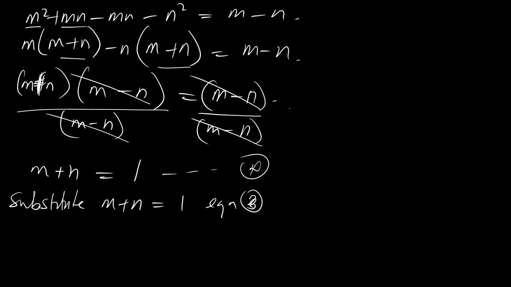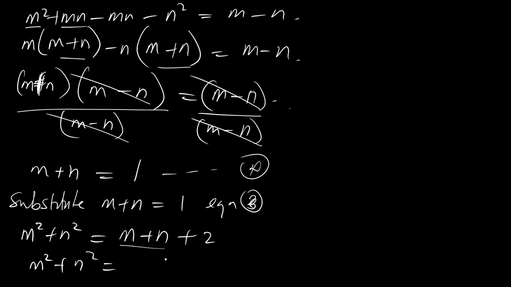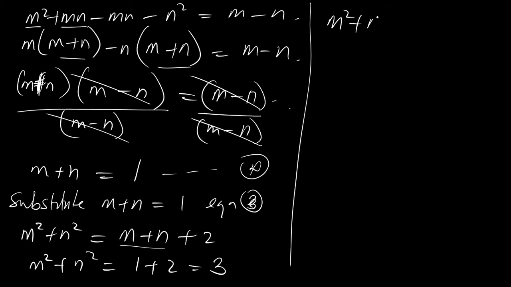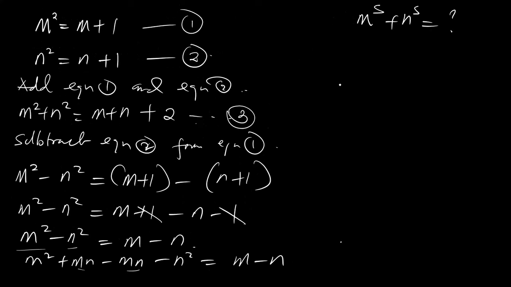Equation 3 is m squared plus n squared is equal to m plus n, then plus 2. So we now have m squared plus n squared is equal to, replace this with 1 because m plus n is equal to 1, so we have 1 plus 2, which will be equal to 3. That means we have m squared plus n squared equals 3. Now we've gotten equation 5.